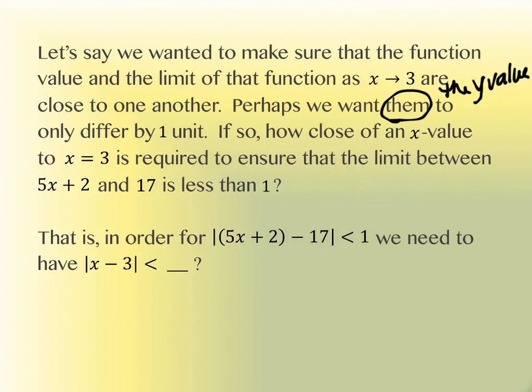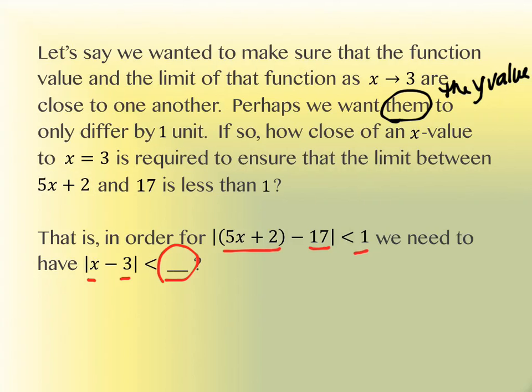So let's take a look, and we're going to consider that y value of 1. So if I want my graph, which is 5x plus 2, to be really close to a y value of 17, that is, I want the graph and the y value of 17 to be only 1 unit apart. That's what this 1 over here is saying. Then a question is, what number needs to go in here? That is, how close do x and any x value and the x value of 3 have to be to make that happen? Okay?